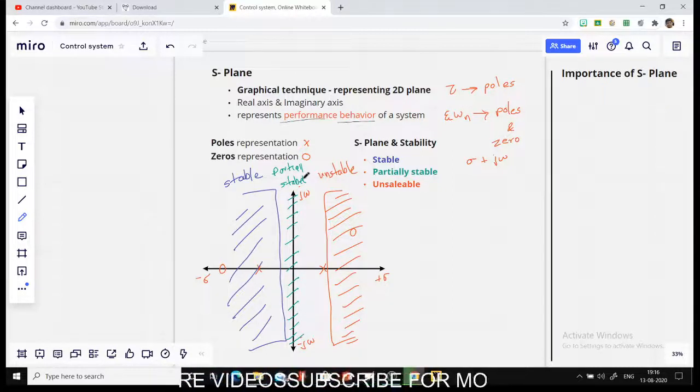Now in the next video, what we will talk about is how we can understand the performance or behavior of a system depending upon various factors like tau, zeta, and how we can understand that performance from the S-plane. That is the importance of your S-plane, that we'll be discussing in the coming video.